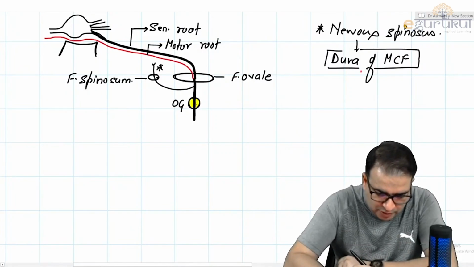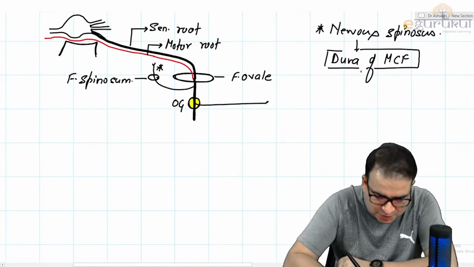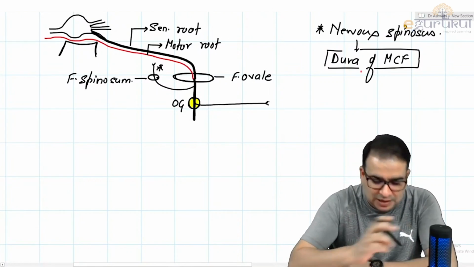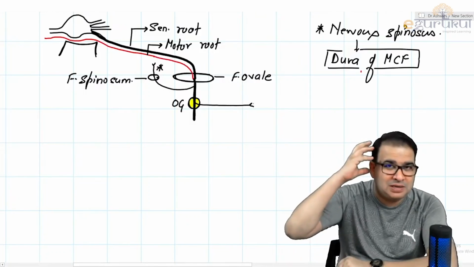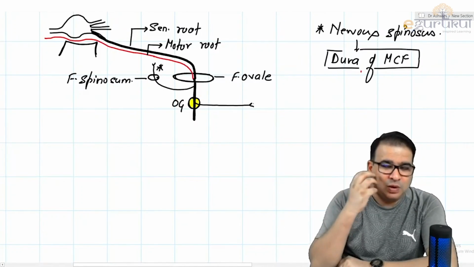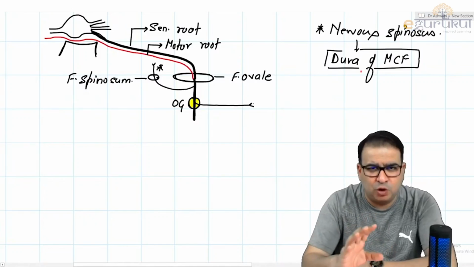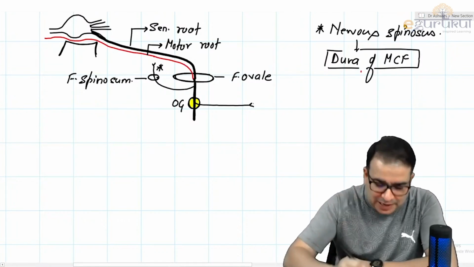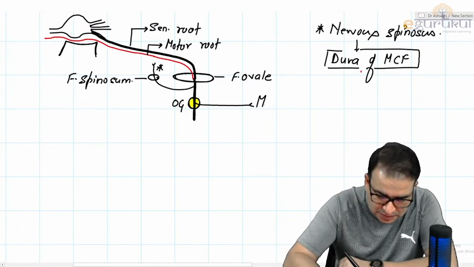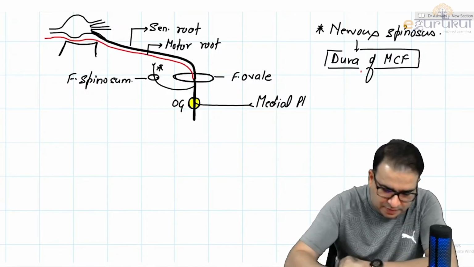The trunk of the mandibular nerve supplies just one muscle of mastication. There are four muscles of mastication. I don't know if you know the names of those muscles as of now. Guys, there are four muscles of mastication. One is temporalis, one is masseter, one is medial pterygoid, and one is lateral pterygoid. If you don't know the names, doesn't matter. Out of the four muscles, only one muscle is supplied by the trunk, and that muscle is the medial pterygoid.